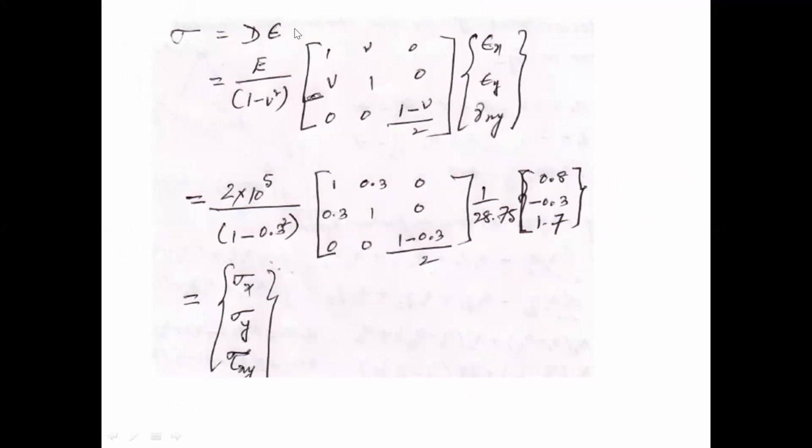Once you get strain, then you can go for stress. Stress is D into epsilon. Now the D, if you consider plane stress. It's left to you whether you want to consider plane stress, since nothing is mentioned. So suppose you consider plane stress, as you know, Young's modulus by 1 minus Poisson's ratio squared, times the matrix 1, nu, 0; nu, 1, 0; 0, 0, (1 minus nu) by 2, into strains epsilon x, epsilon y, gamma xy. The strains you can calculate. Then you can write your D matrix, multiply these, and you get the stresses in megapascal. It's going to be consistent units.